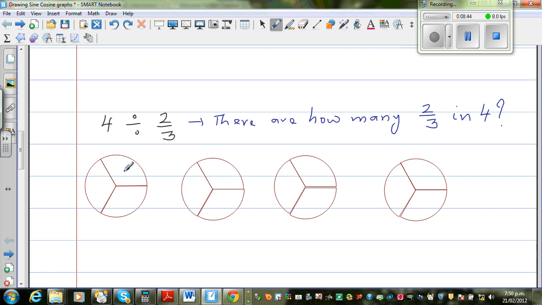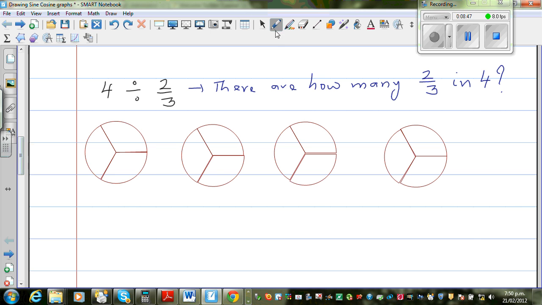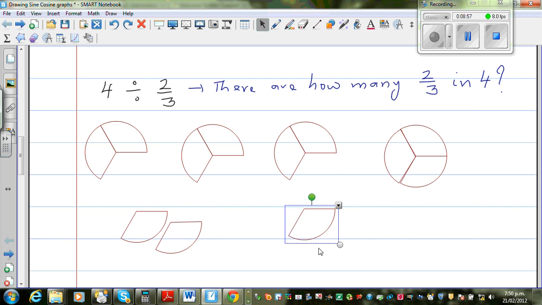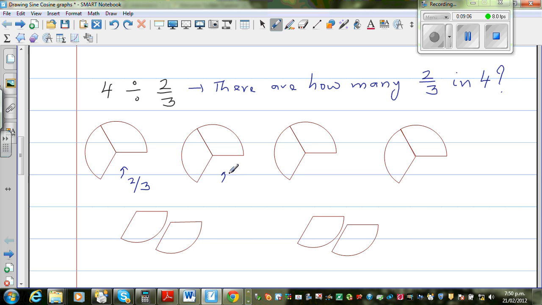Okay, so this is 1/3, 2/3, 3/3. If this is 1/3, and this is 1/3, I'll move this and I'll move this. So this is a lot of 2/3. This is a lot of 2/3. This is a lot of 2/3. This is 2/3. This is also 2/3. So there are how many lots of 2/3? Without doing the maths, we know there are 6 lots of 2/3. So the answer is 6. 1, 2, 3, 4, 5, 6.